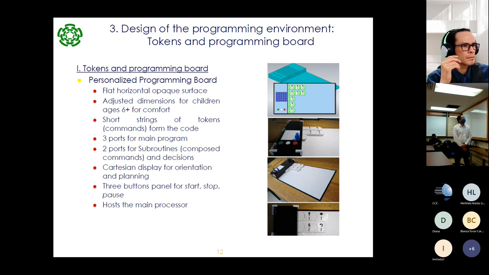The programming board is a flat horizontal opaque surface with dimensions adjusted for children of age 6 and up, taking into account their upper extremities. It has strings of tokens to form the code, with 3 ports for the main program and 2 ports for subroutines and decisions. On the left side, you can see in the second image, there's a Cartesian display for orientation and planning, and below that, 3 buttons for start, stop, and pause. Inside there is also the main processor, to safeguard it from children.